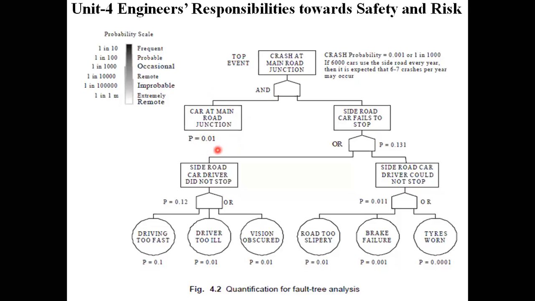దట్ ఈస్ ప్రాబిలిటీ P ఈజ్ ఈక్వల్ టు 0.01. అండ్ సైడ్ రోడ్ కార్ ఫెయిల్యూర్ టు స్టాప్, వీ ఆర్ యూజింగ్ a probability OR here. This is the logic gate OR here. We are using that probability is given by P is equal to 0.131. 0.131 is the probability side road car fails to stop.